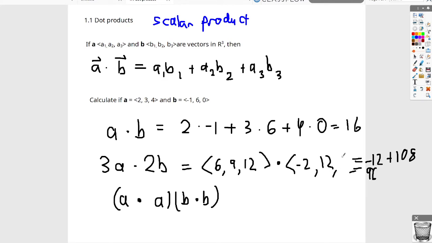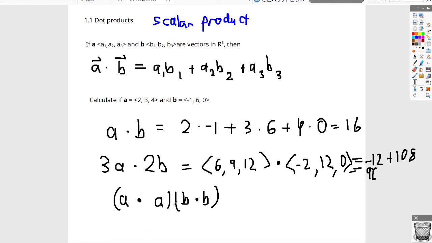This still needs 3 components. It's not a 2D vector, so it still needs 3 components. Don't make the same mistake. If it has 3 components like this, you cannot dot product it with a vector that's in 2-dimensional space, a vector that only has 2 components, and a vector that has 3 components. You can't do that. Next is A dot A times B dot B.